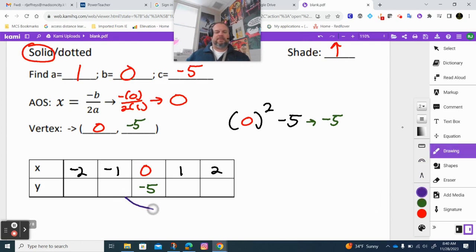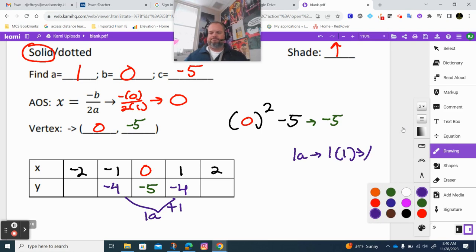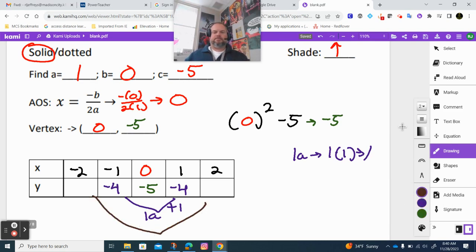All right, 1a, 1 times 1. Negative 5 plus 1 should be negative 4. And negative 4 plus 3 should be negative 1. All right. Bingo, bango, chingo, chango. That's it. Good stuff.